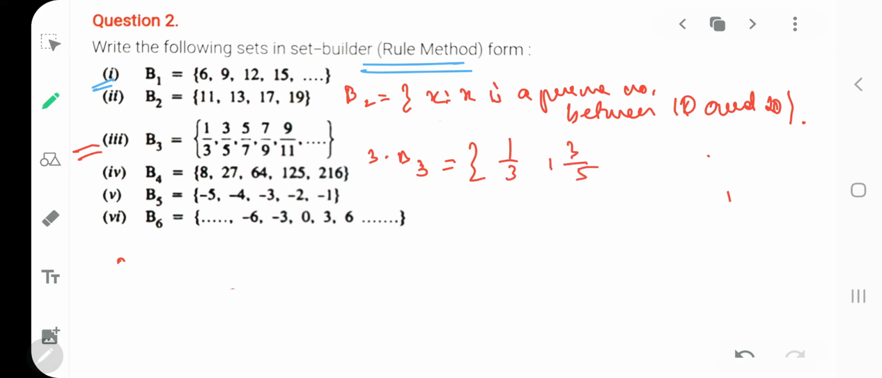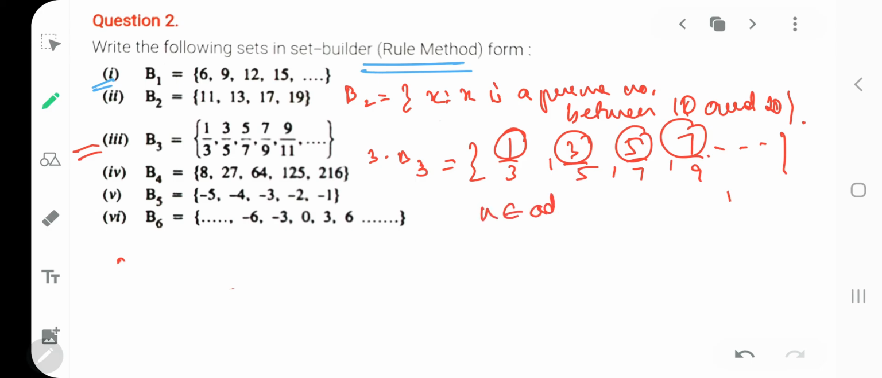Let's jump on to the third, and it says B3 is given in the form of 1 upon 3, 3 upon 5, 5 upon 7, 7 upon 9 and so on. Now what kind of relation or equation can you find for this? If you see, if I put this 1, 3, 5, 7, these are all odd numbers. So we can say that n belongs to all odd numbers. Yes. Now the bottom number, if you see, it is n plus 2 every time.